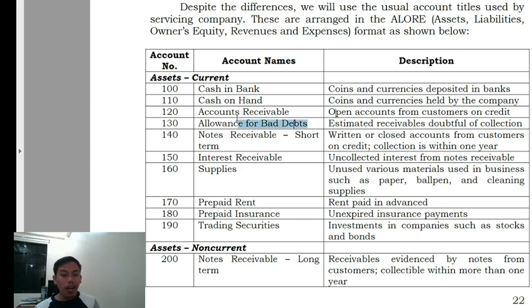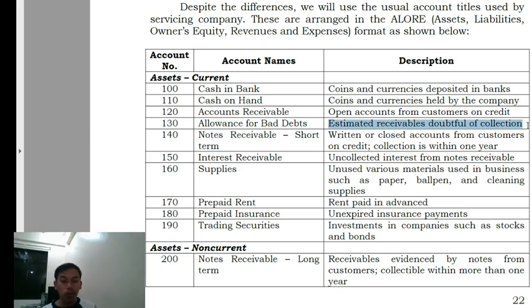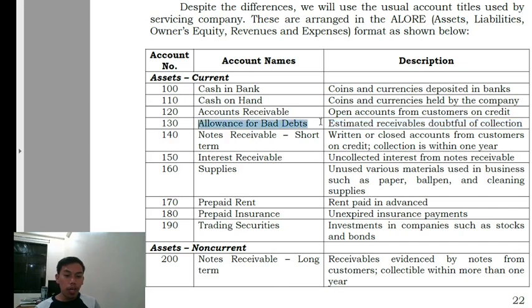That is accounts receivable. Now, we have allowance for bad debts. Sadya kasi na may mga nag-promise na magbayad pero marami ang hindi nagbabayad. Therefore, nag-allow tayo ng allowance for bad debts. These are estimated receivables doubtful of collection. Tinatansya natin or ine-estimate natin we are having doubts as to its collection. So, nagbigay tayo ng allowance for bad debts. And allowance for bad debts, binabawas po ito sa accounts receivable.